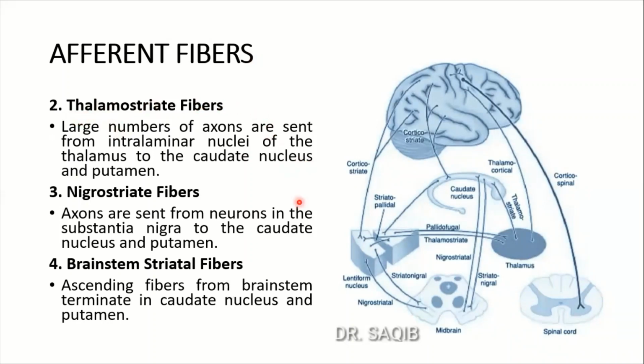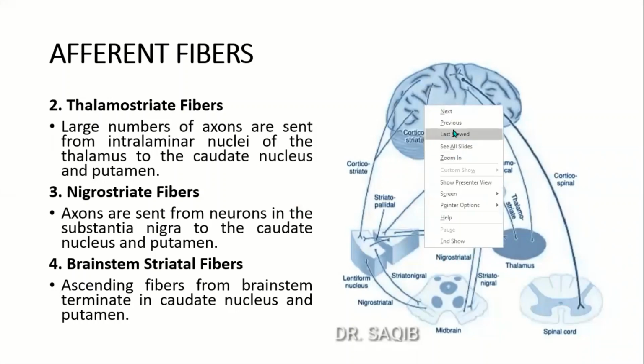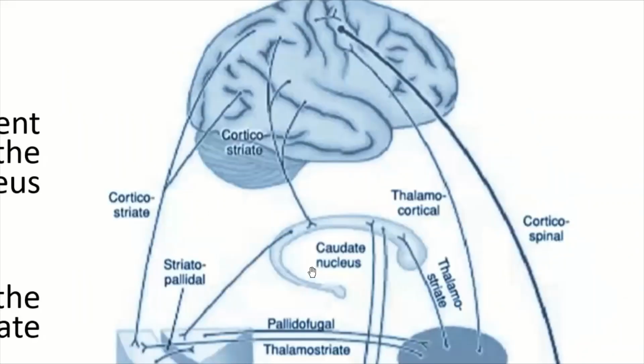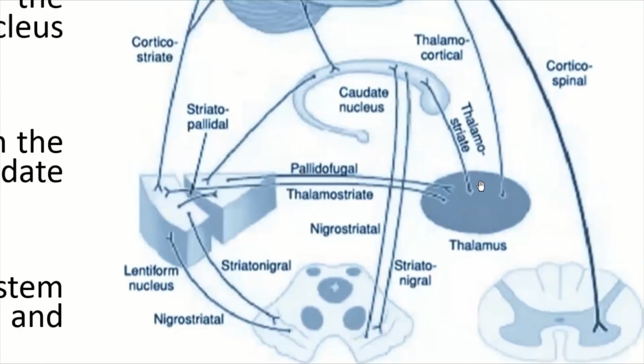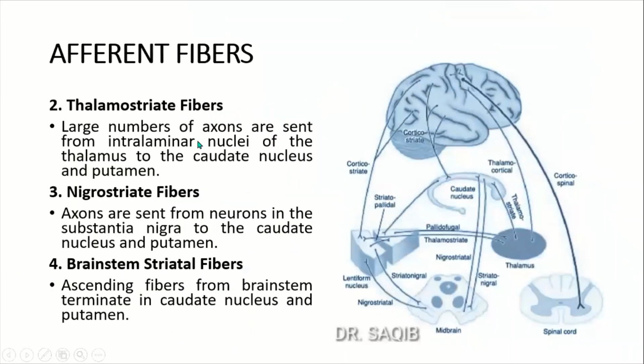Afferent fibers, continue. Thalamostriate fibers. Let me enlarge. This is the thalamus, and these are the thalamostriate fibers going to the putamen. These thalamostriate fibers are also going to the caudate nucleus. A large number of axons are sent from the intralaminar nuclei of the thalamus to the caudate nucleus and the putamen. Nigrostriatal fibers, very important: axons are sent from neurons in the substantia nigra to the caudate and the putamen.